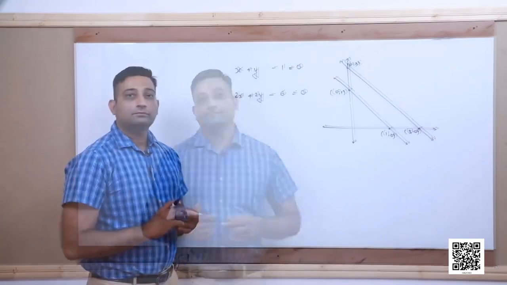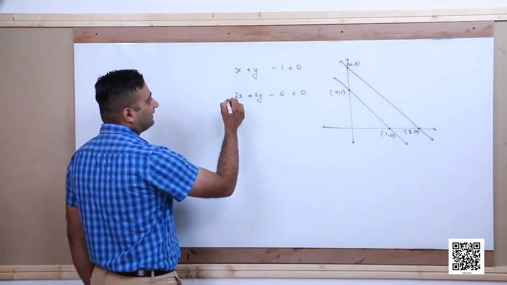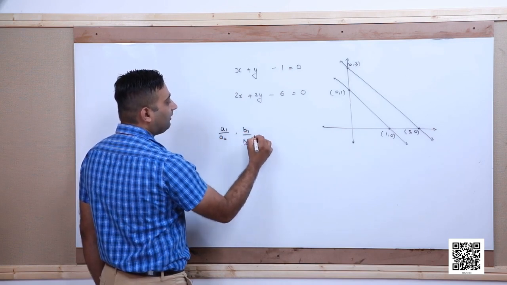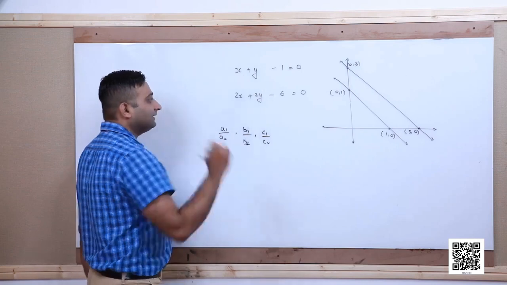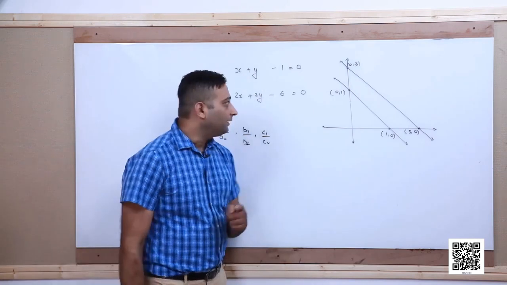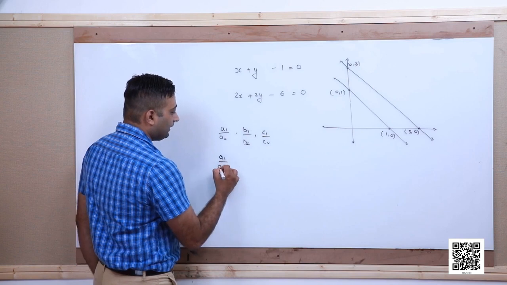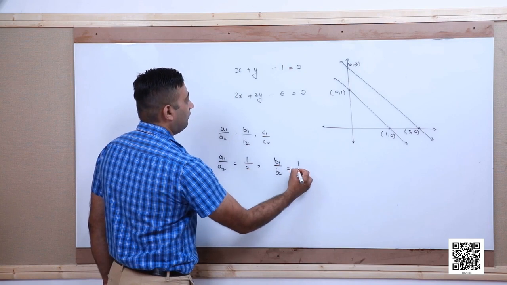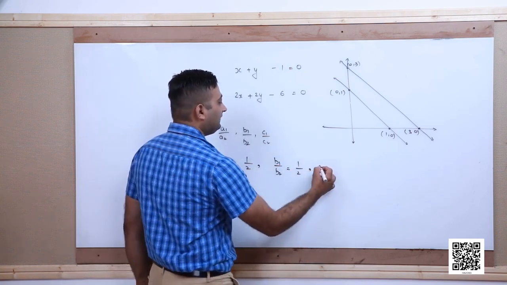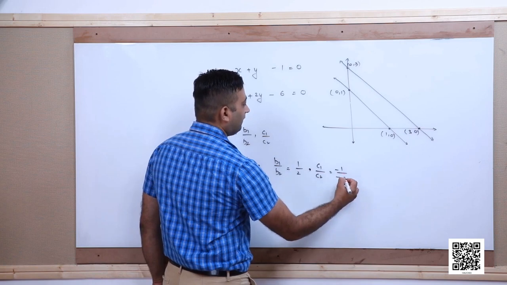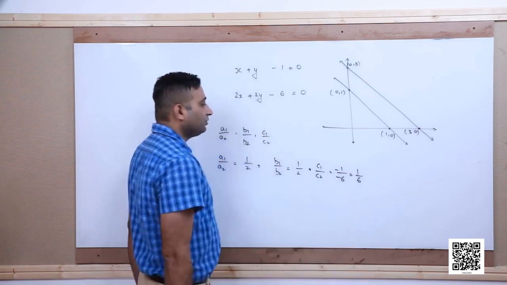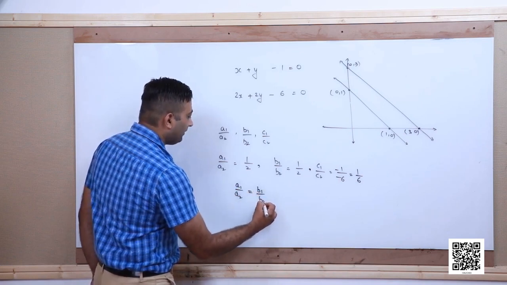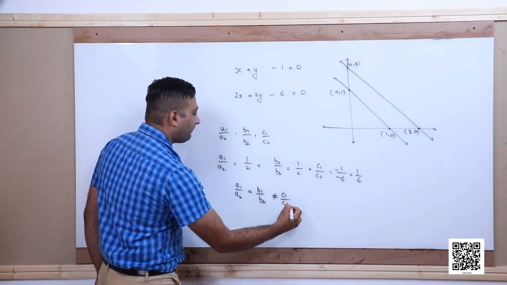no solution. Now let us compare the ratios A1 by A2, B1 by B2 and C1 by C2 after comparing these equations with the standard form. We can see that A1 by A2 is equal to 1 by 2, B1 by B2 is equal to again 1 by 2 and C1 by C2 is equal to minus 1 by minus 6, which is equal to 1 by 6. So we can see that A1 by A2 is equal to B1 by B2, but it is not equal to C1 by C2.